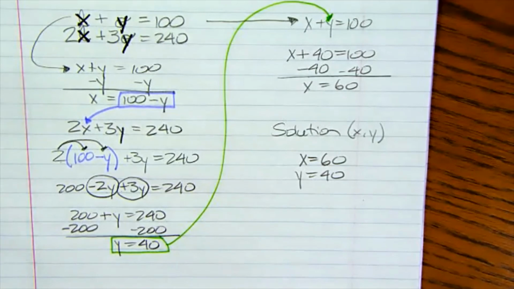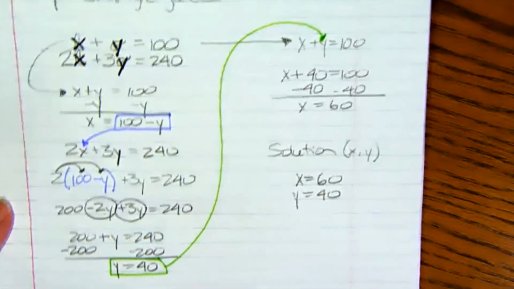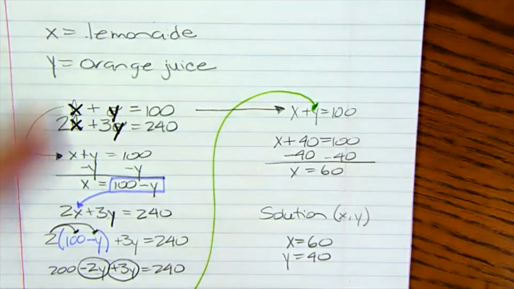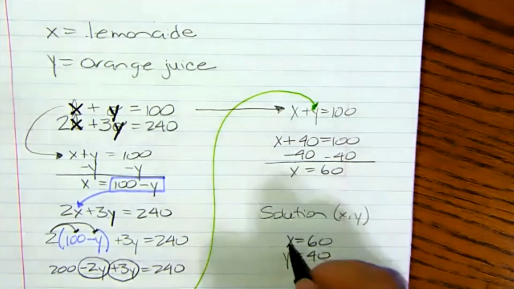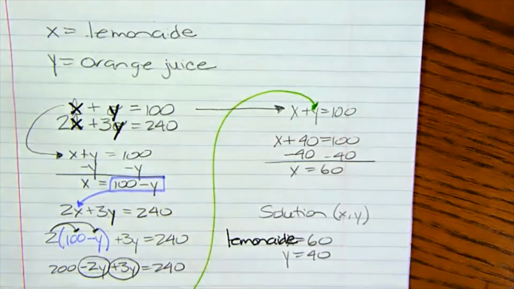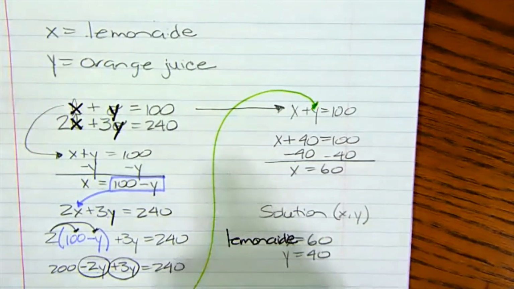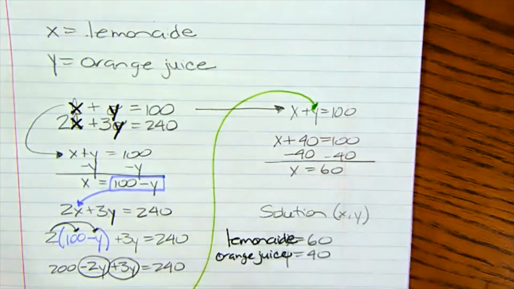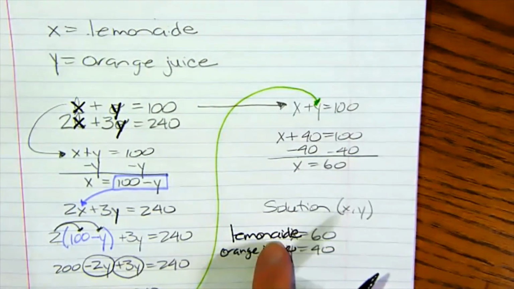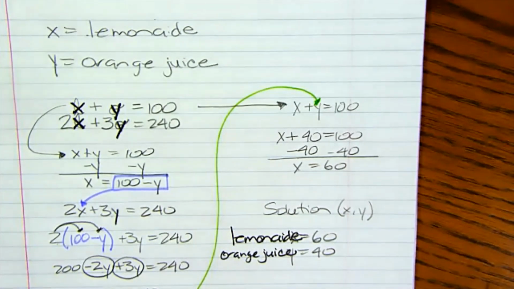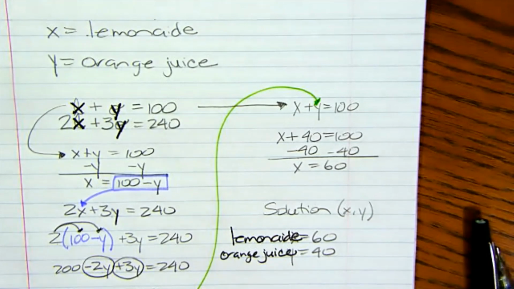But we were talking about cups of lemonade and cups of orange juice. So let's go back here and look at our key. X was lemonade, so my x is lemonade. My y was orange juice, so y is orange juice. So we sold 60 cups of lemonade and 40 cups of orange juice. Okay?